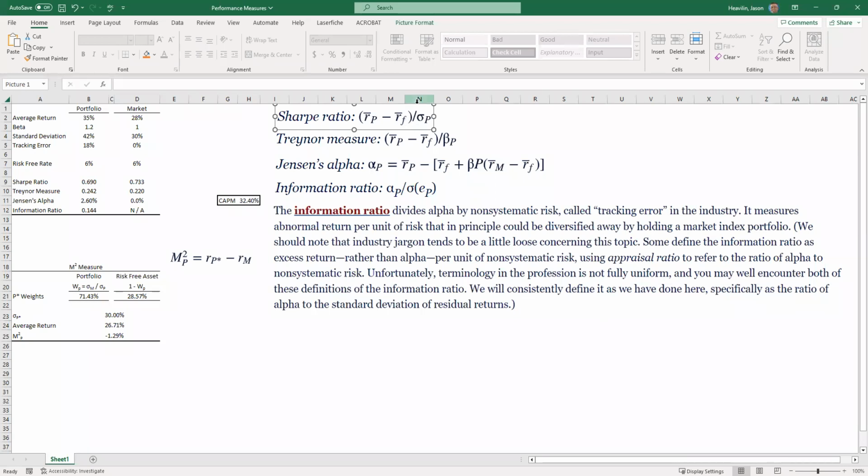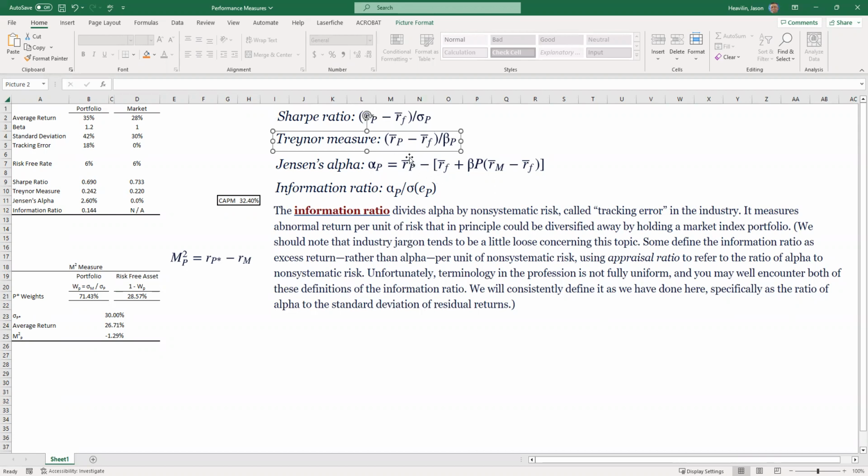And then that's divided by the standard deviation, or the risk, of the portfolio in order to get a good grasp of how much you are getting above the risk-free rate, considering the risk you're taking. Because we like returns more than we like risk, we like to have low risk and high returns. The higher the Sharpe ratio, the better.